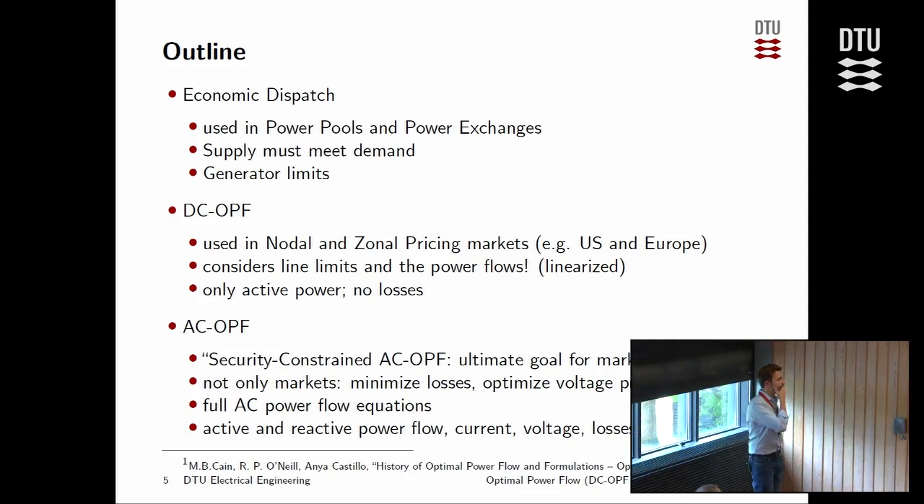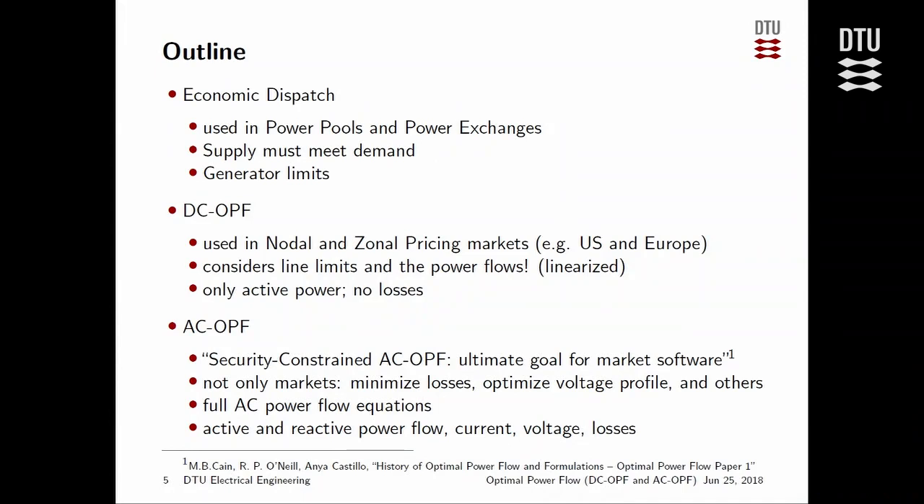There is a report from FERC, the Federal Energy Regulatory Commission in the US. They said that the security constraint AC-OPF is the ultimate goal for market software. We are not there yet. Solving a problem with thousands of variables or tens of thousands of variables is actually a very demanding task. It's our job actually to make that better.